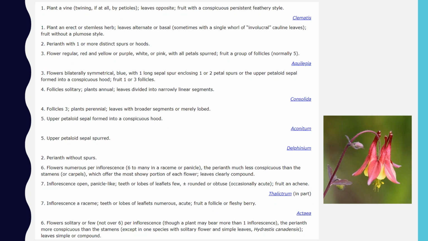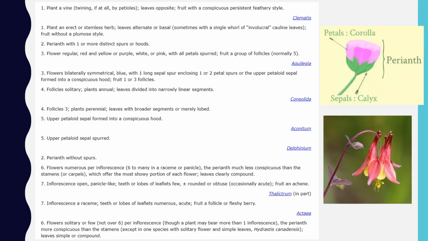Perianth with one or more distinct spurs or hoods, or perianth without spurs. Now, I don't know what a perianth is, so this is where you're going to go to the glossary. Lucky for you, I looked it up and put a picture in here. So that when they say the perianth, they're referring to both the petals and the sepals. So they're looking at the whole flower itself. So does the flower have spurs or hoods, or does it not? I'm going to say the flower does have spurs or hoods. So we're going to move on to number 3.